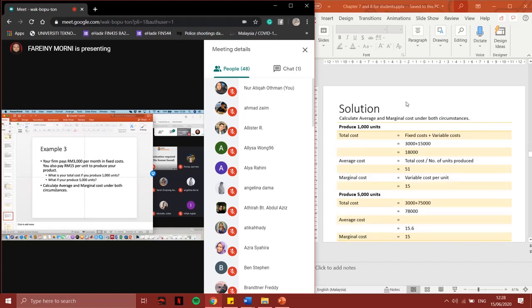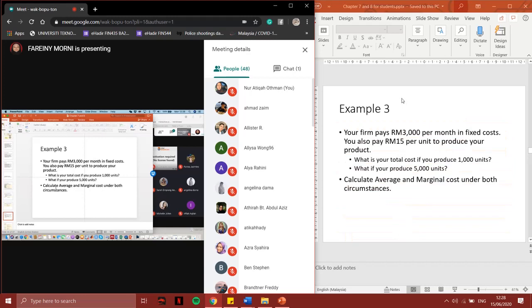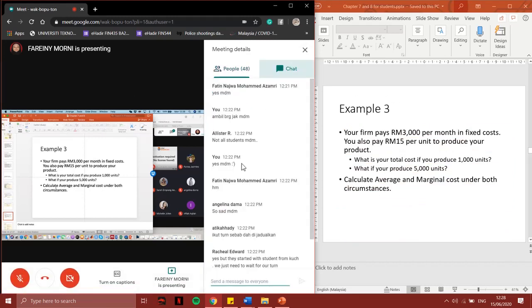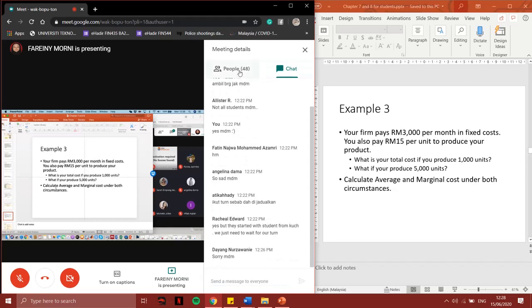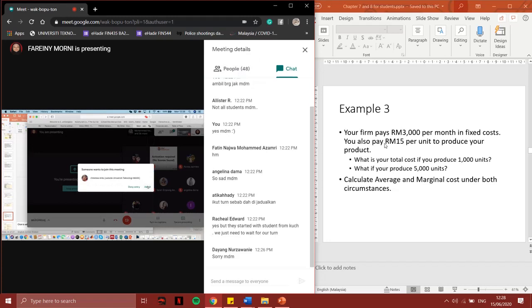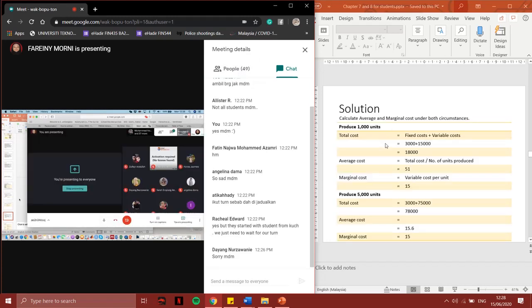Your firm pays 3,000 ringgit per month in fixed cost. You also pay 15 ringgit per month to produce a product. What is your total cost? Alright, and what if you produce 5,000 units? Can you fill in the table first? After this, Madam will show you my answer.